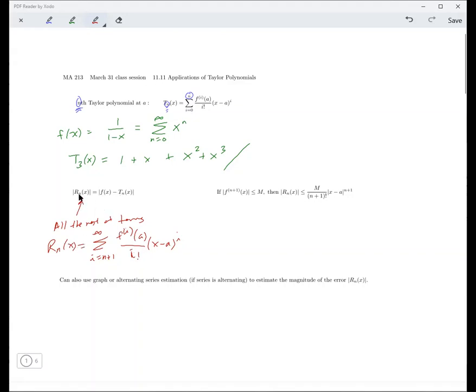And this is also called the error. It's the error, or the magnitude of the error, because it's absolute values. And here's an estimate right here. This is called Taylor's estimate. So when it says use Taylor's estimate, that's what it's referring to.